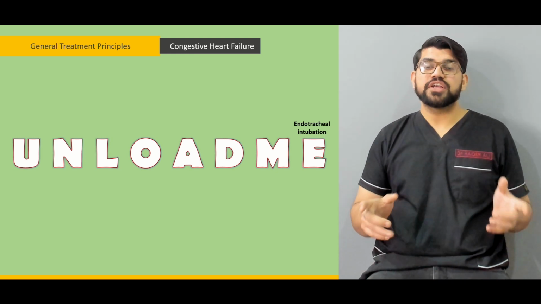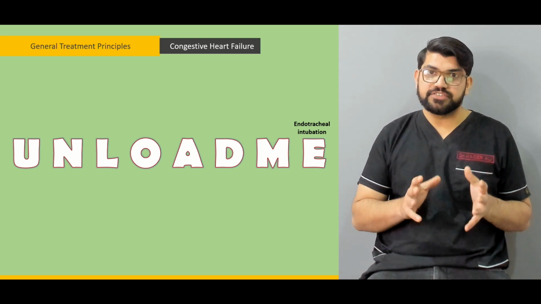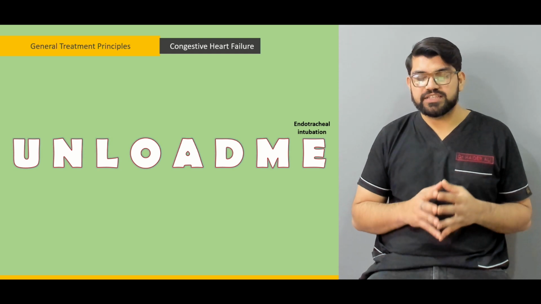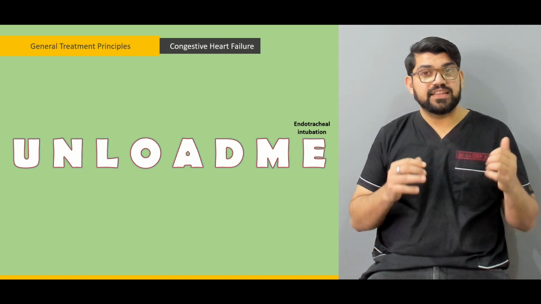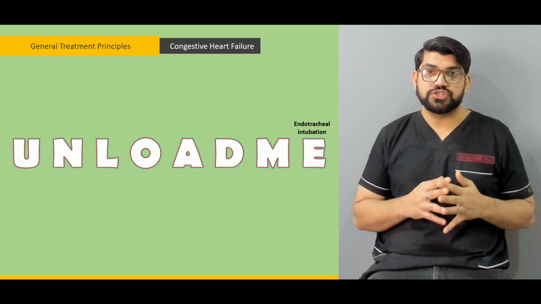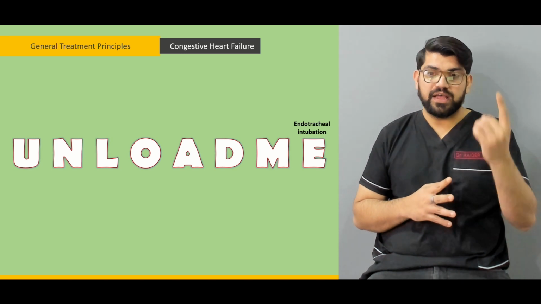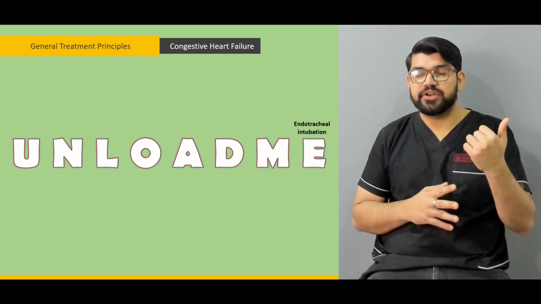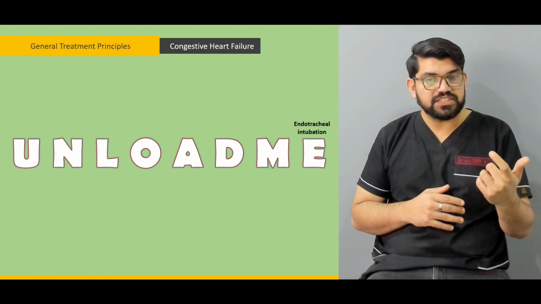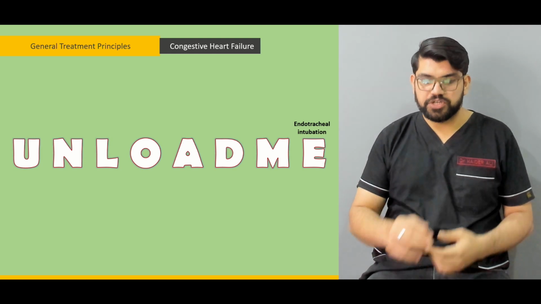Again, this is a mnemonic just for you to remember what to do in patients with congestive heart failure. But again, the order should be the other way around. Maintain the airway, might need endotracheal tube intubation, oxygen supply, and then further treatment.